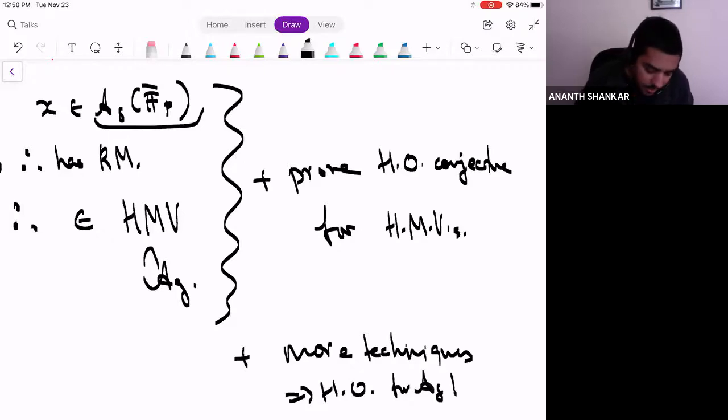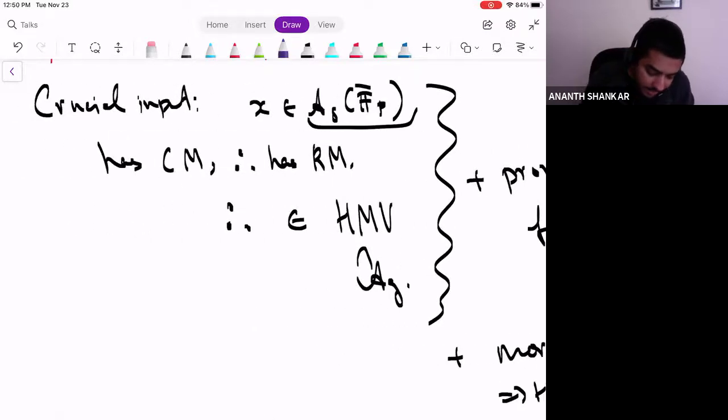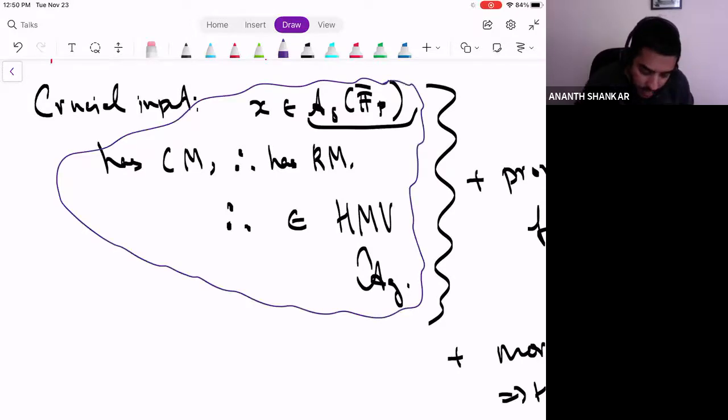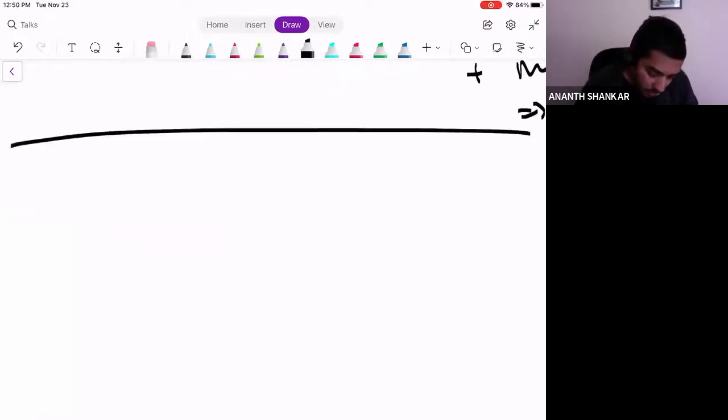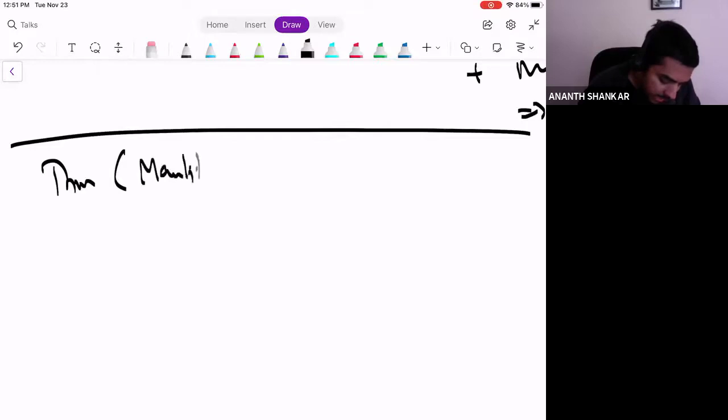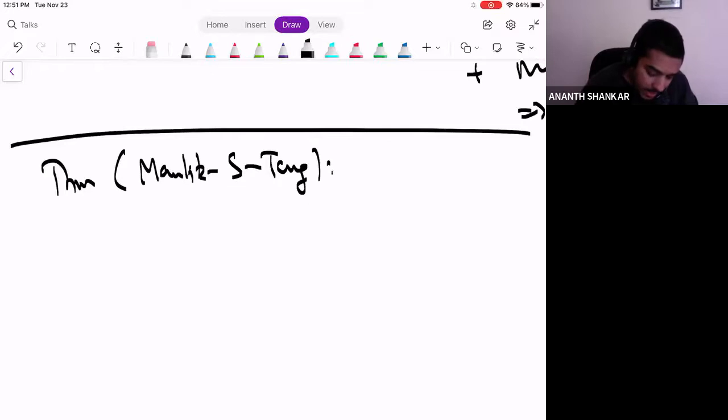All right, but like I said, this is an extremely crucial input in Chai's proof. And this fact isn't going to be true for arbitrary Shimura varieties. So another one of our theorems, and this is joint with Devesh and Yunqing, is that we prove the Hecke orbit conjecture for orthogonal Shimura varieties.